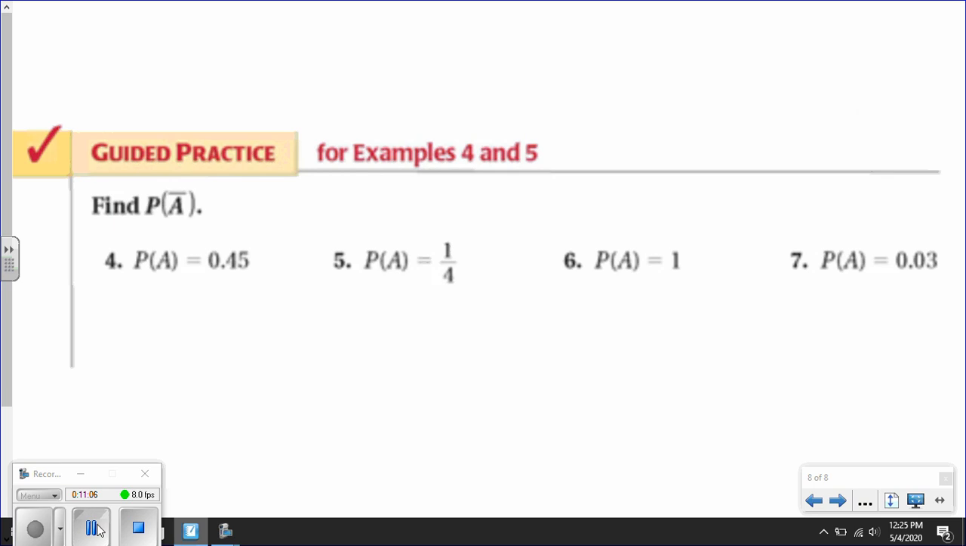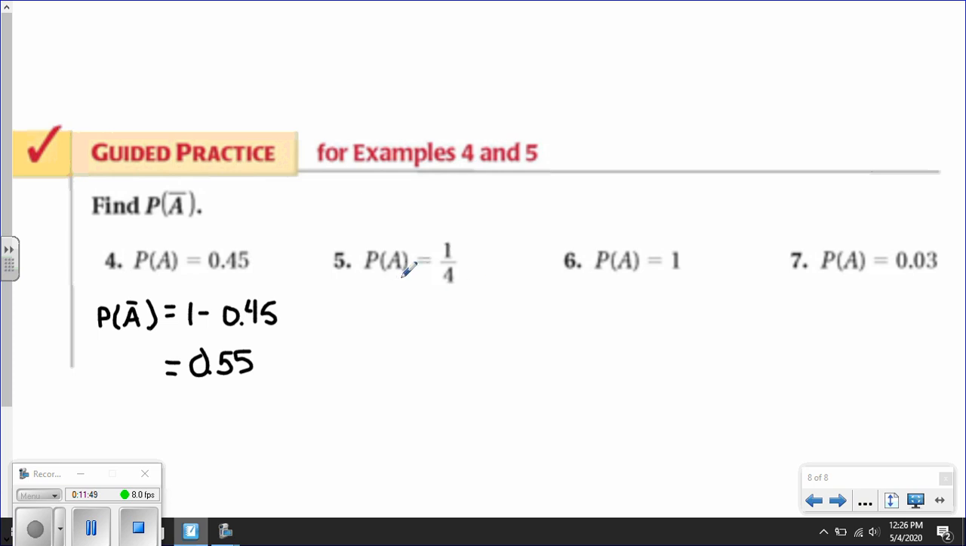So let's practice doing that here. I want to find the probability of A bar. If the probability of A is equal to 0.45, to find the complement, I have the probability of A bar. That's equal to 1 minus the probability of A, which is 0.45. So if I plug that in my calculator, I get 0.55. That is the complement, and that is my answer.